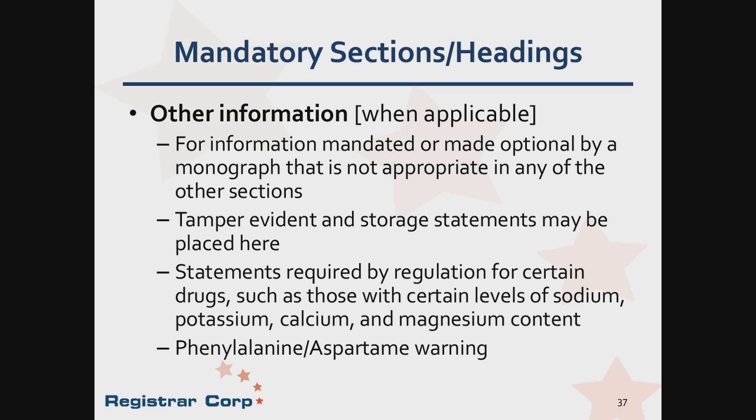Other information is, generally speaking, going to be next. I include this in the mandatory sections because for certain monographs, there is a mandatory section for other information, but it may not be necessarily used in every single type of drug product. This section is sort of a catch-all section. It's for information that's mandated or made optional by a monograph, and that's not appropriate for any of the other sections. So, for example, tamper evident or storage statements can be placed here.